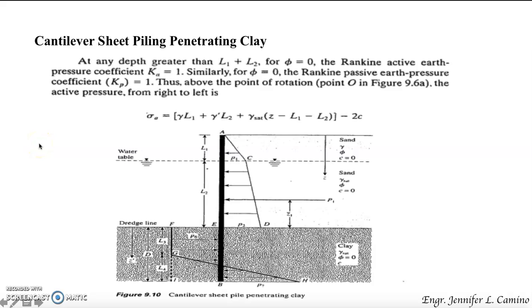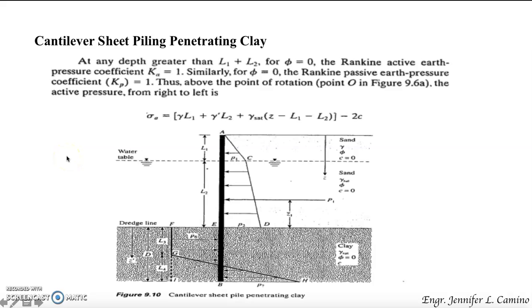Okay, let's continue our discussion. We are now on cantilever sheet piling penetrating clay. So for this one, we have here at any depth greater than L1 plus L2 for phi equal to 0, the Rankine active earth pressure coefficient Ka is equal to 1.